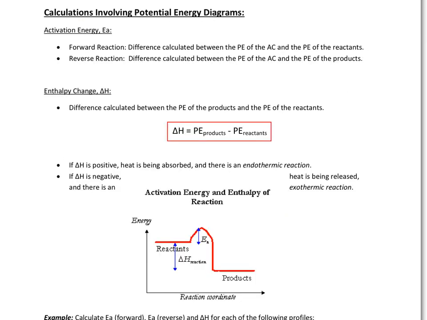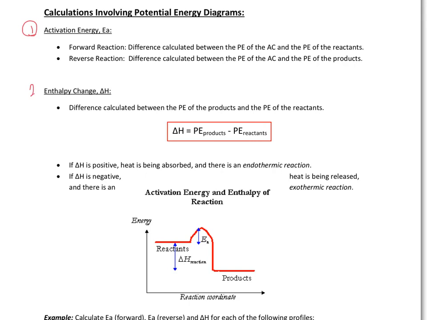Lastly, there are several calculations involving potential energy diagrams. For example, you may be asked to calculate the activation energy. In the forward direction, the activation energy is calculated as the difference between the potential energy of the reactants and the activated complex. For the reverse reaction, the activation energy is calculated as the difference between the potential energy of the products and the activated complex.